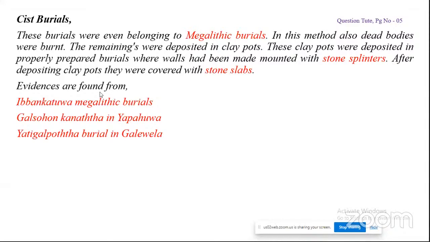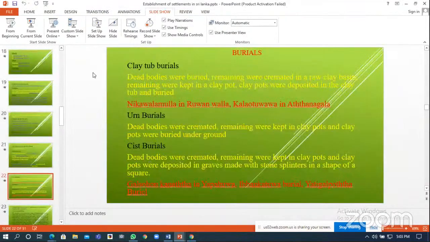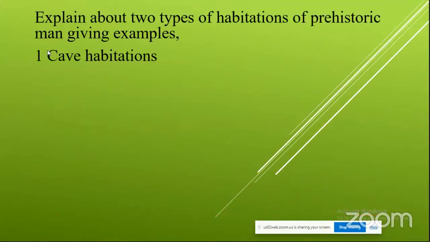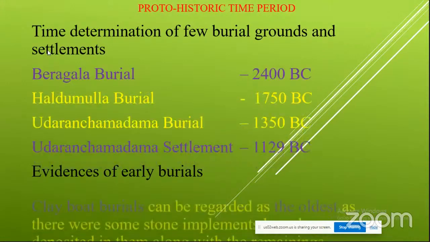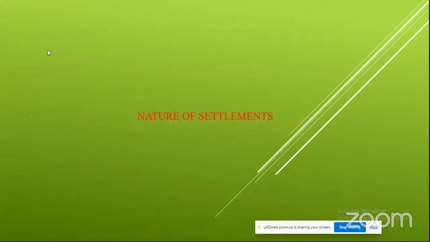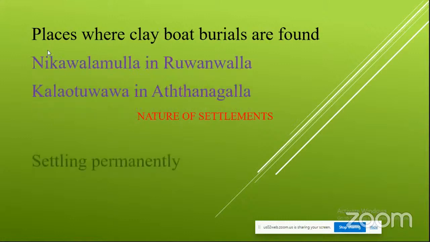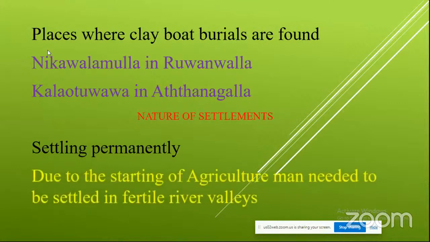Okay, now once again, we'll move on to the theory part. From there, we discussed burials, then nature of the settlements, right? So they settled permanently. Due to the starting of agriculture, man needed to be settled in fertile river valleys, but initially they were not using fertile river valleys, as I told you.